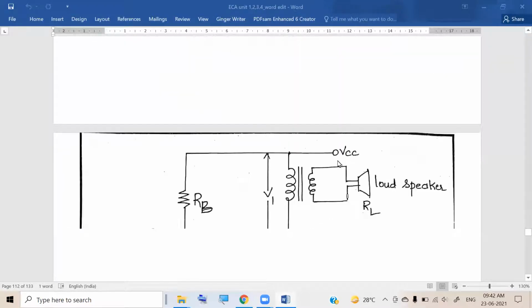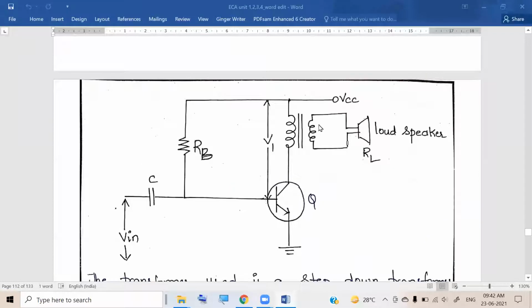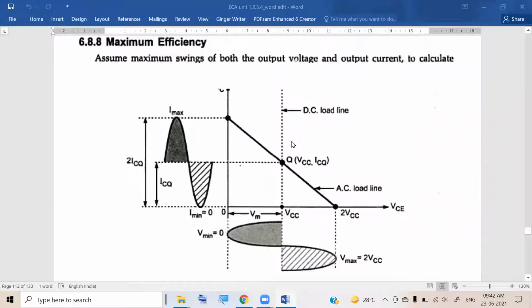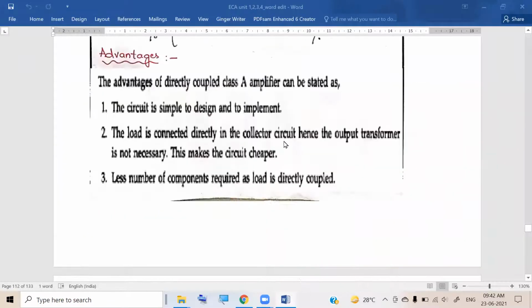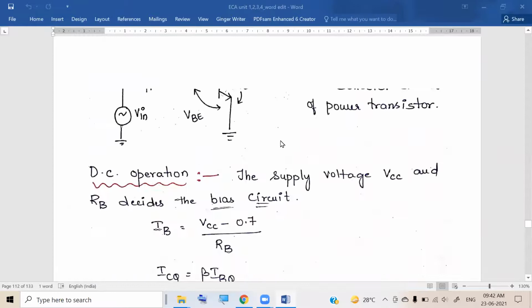What is the reason, anybody? The transformer behaves differently for the DC signal and the AC signal. Okay. So that is the reason the DC and AC load lines are different. Right? What about the previous case? Are they both the same or different?